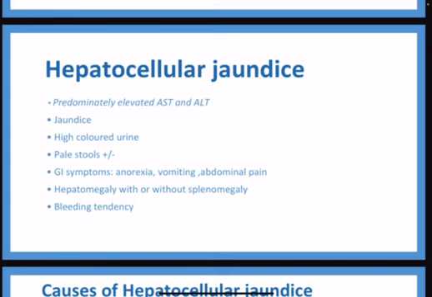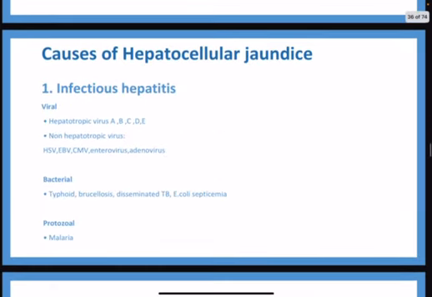Okay. Again, hepatocellular jaundice can be caused by infection like hepatitis, either viral hepatitis like hepatitis A, B, C, D, E, or other viruses like CMV, EBV, HSV, and adenovirus, bacteria like typhoid hepatitis, tuberculosis hepatitis, etc., or protozoal like malaria.